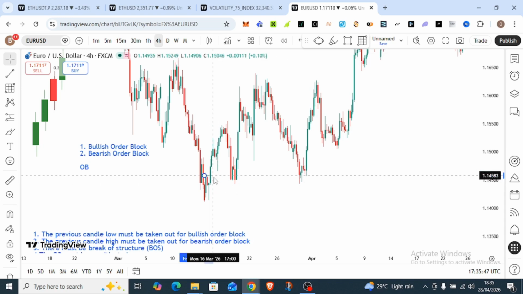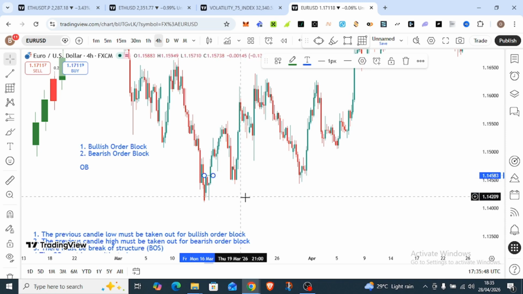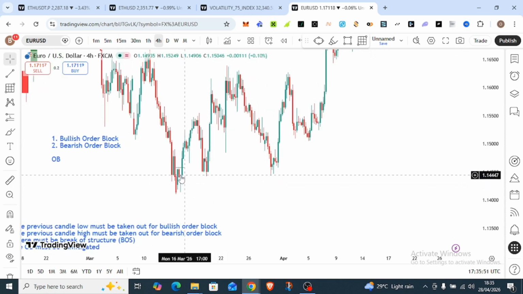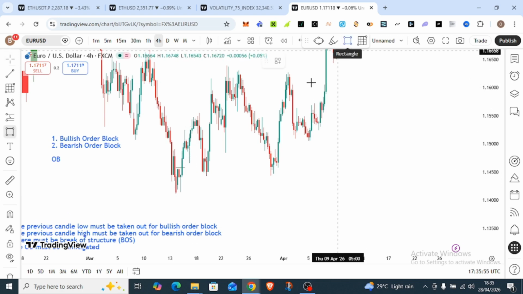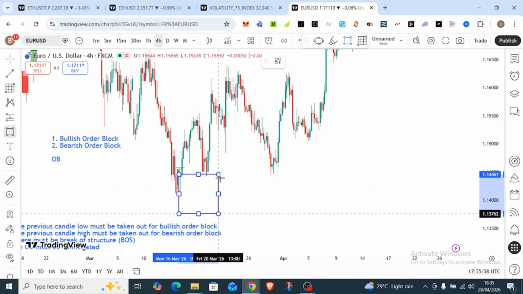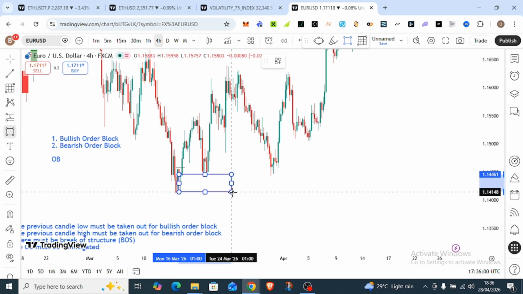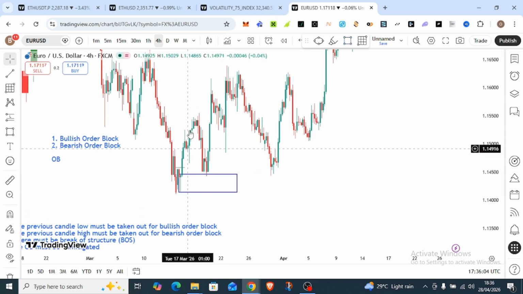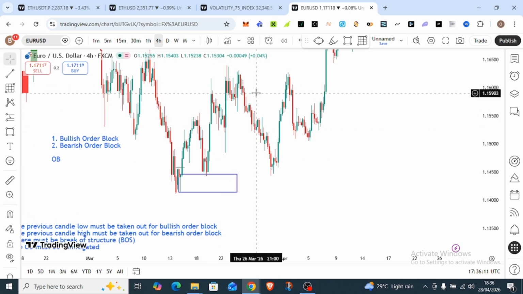And the low of the previous candle was taken. So we have an order block here. Here is another block. As you can see, price went up, came back to retest this order block before moving up.